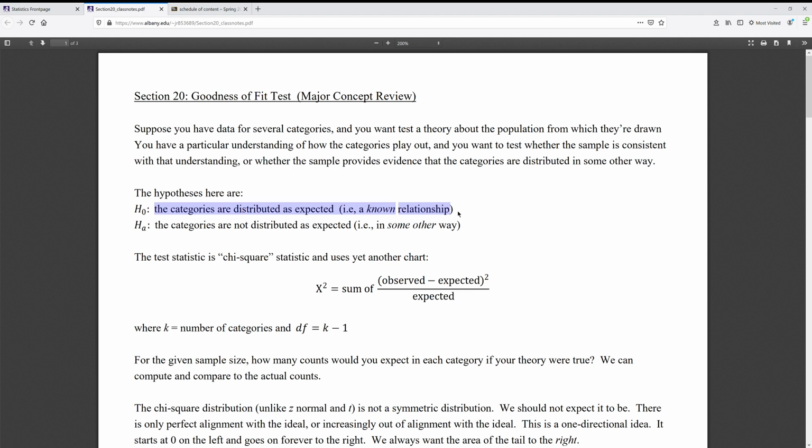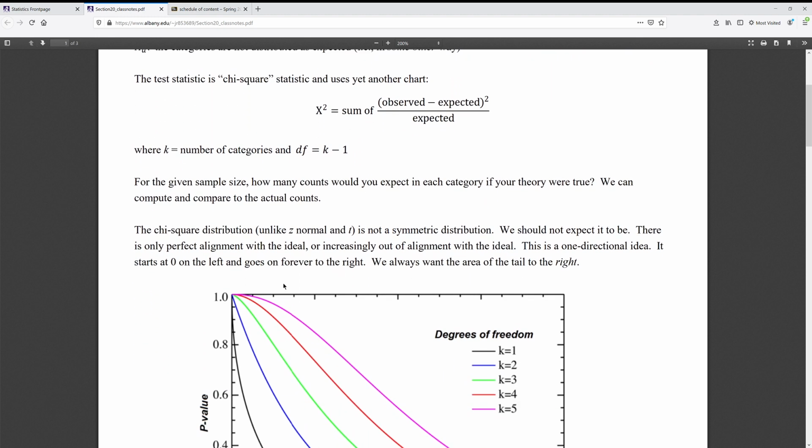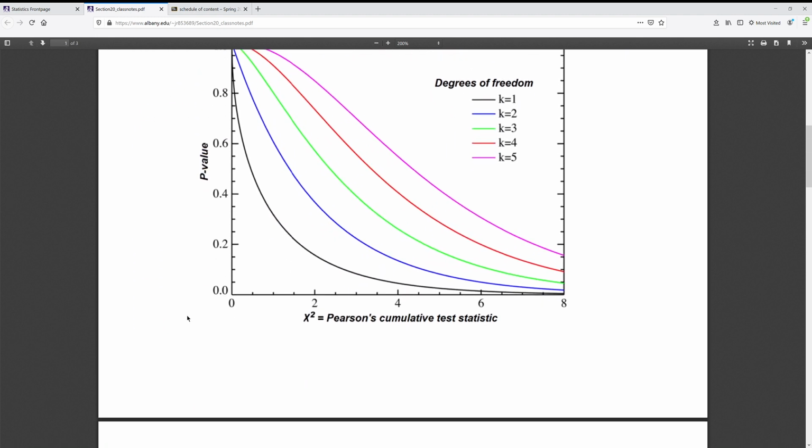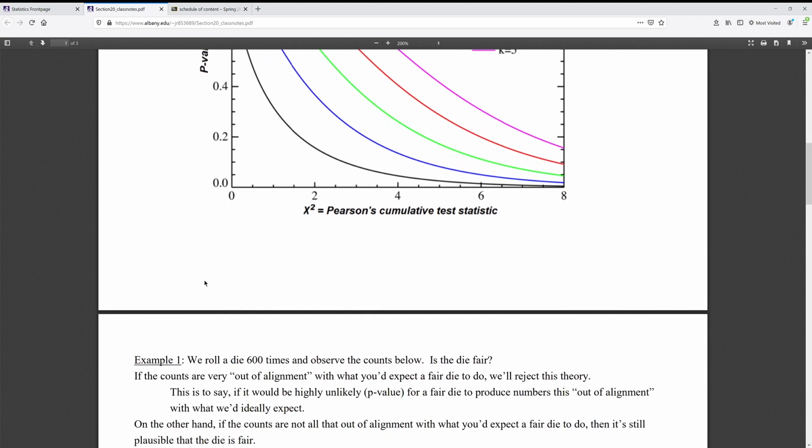But if you run a sample and you get something very different from 10% left-handed and 90% right-handed, that is very different from what you would expect if your theory were true, well, the more out of alignment your sample is with what you believe the facts to be, the more implausible, the more suspicious your theory of the facts becomes. So that's the logic of the chi-square test, and all that remains is to do some examples.